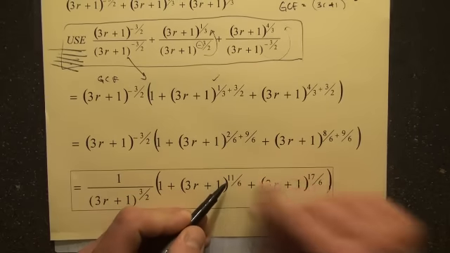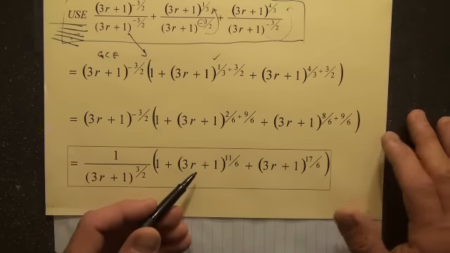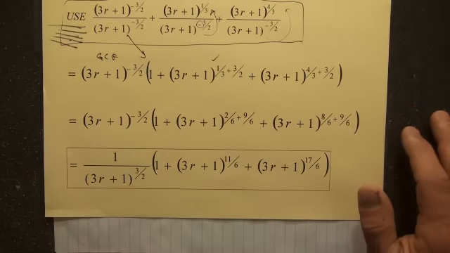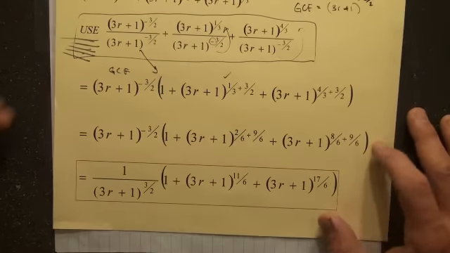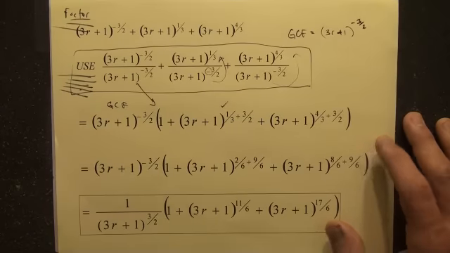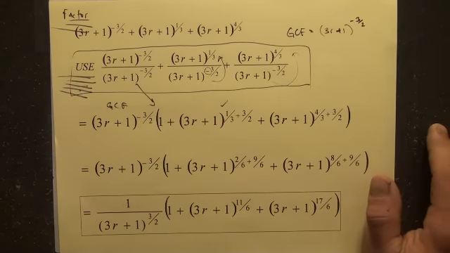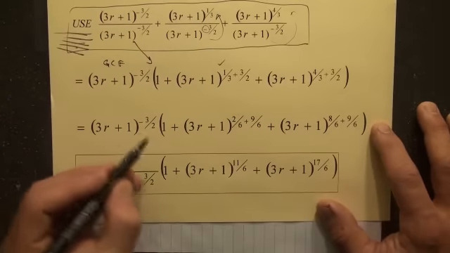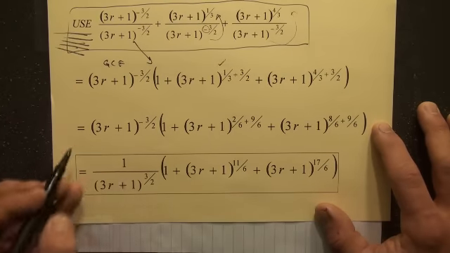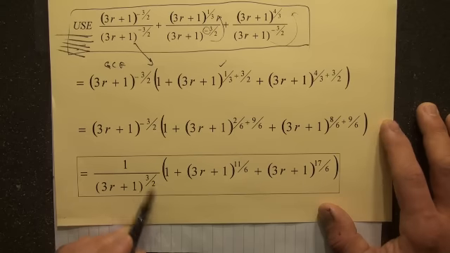This is obviously 11/6. This is 17/6. And this would definitely be a nice way to express the answer. This is not the only way, but you can definitely use this as a way to factor, because we were asked to factor the expression with rational exponents. Then, of course, negative exponents are probably not allowed, so then you would move the 3r plus 1 to the denominator with a positive 3/2.